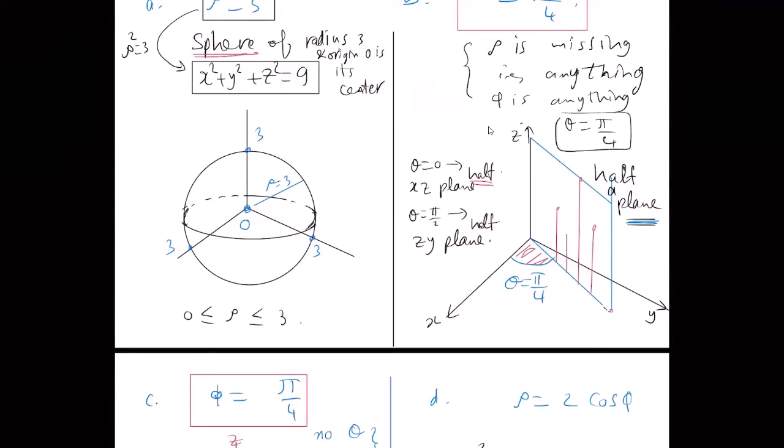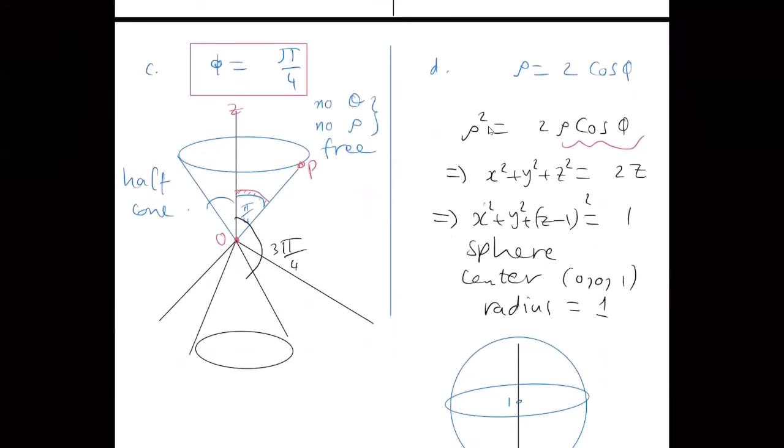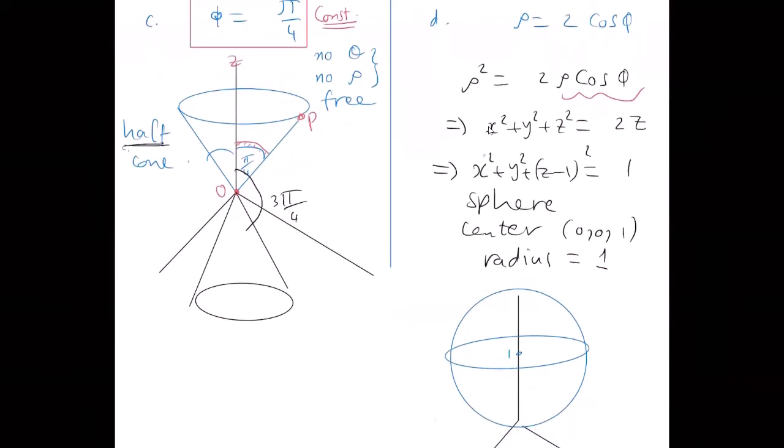Okay. So when theta is a constant, we get a half plane. When phi is a constant, we get a cone. Half a cone, exactly, because this P can move around in a circular motion with the same angle with the z-axis. Wait, Doctor, when phi is constant it is a half cone? Phi is constant. Okay, thank you. So half cone, not full cone. Yes, half cone. The other half of the cone will have this bigger angle.